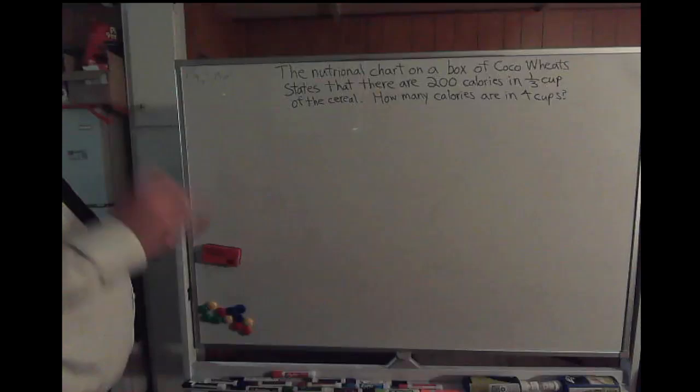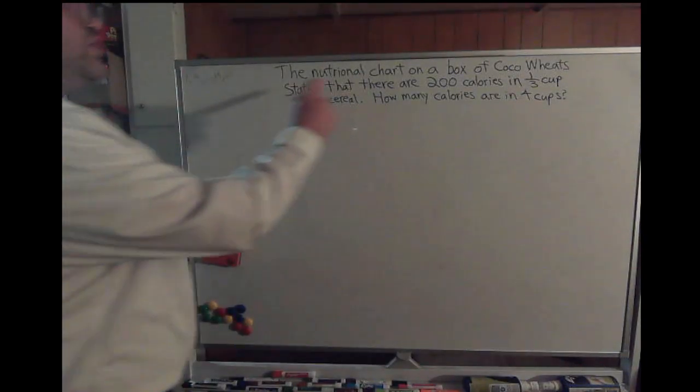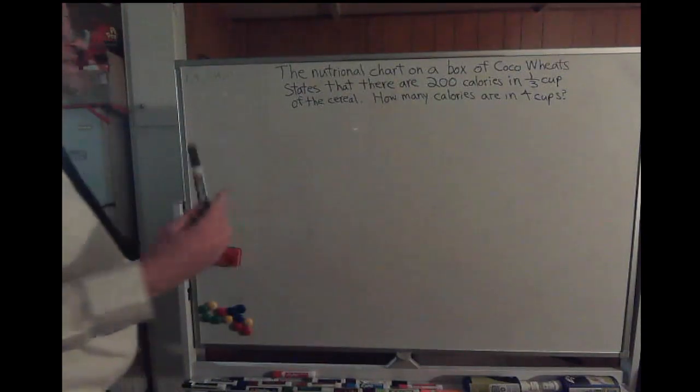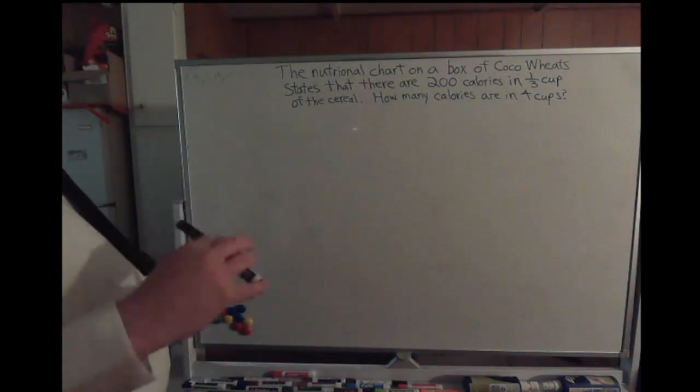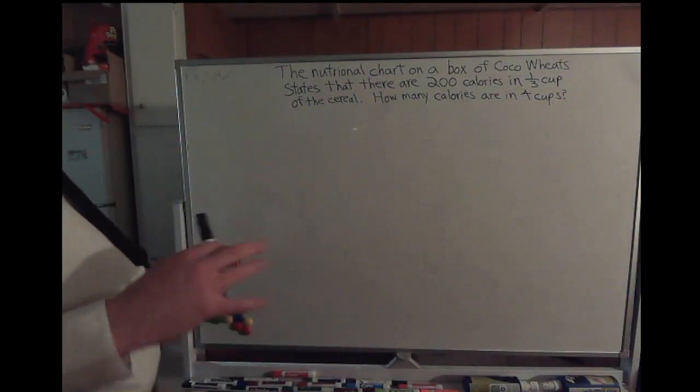But I digress. So the nutritional chart on a box of cocoa wheat states that there are 200 calories in 1/3 of a cup of the cereal. How many calories are in 4 cups?